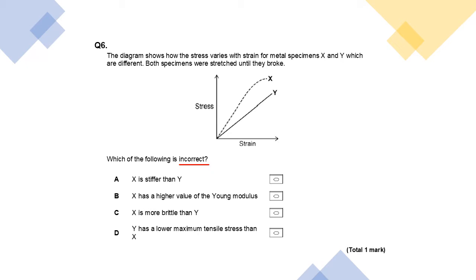X is more brittle than Y. If you look at X, it is going beyond the elastic limit. It is undergoing plastic deformation. Brittle materials don't undergo plastic deformation. So the answer for that will be C. X is more brittle than Y. That is the incorrect statement.